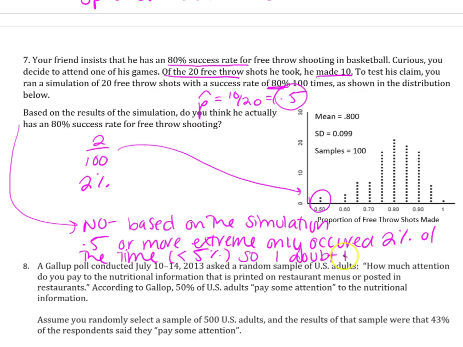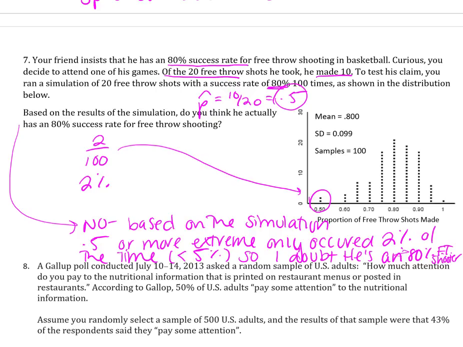So I doubt he's 80%. That's really poorly worded. I doubt he's an 80% free throw shooter. Squeezing that in there.